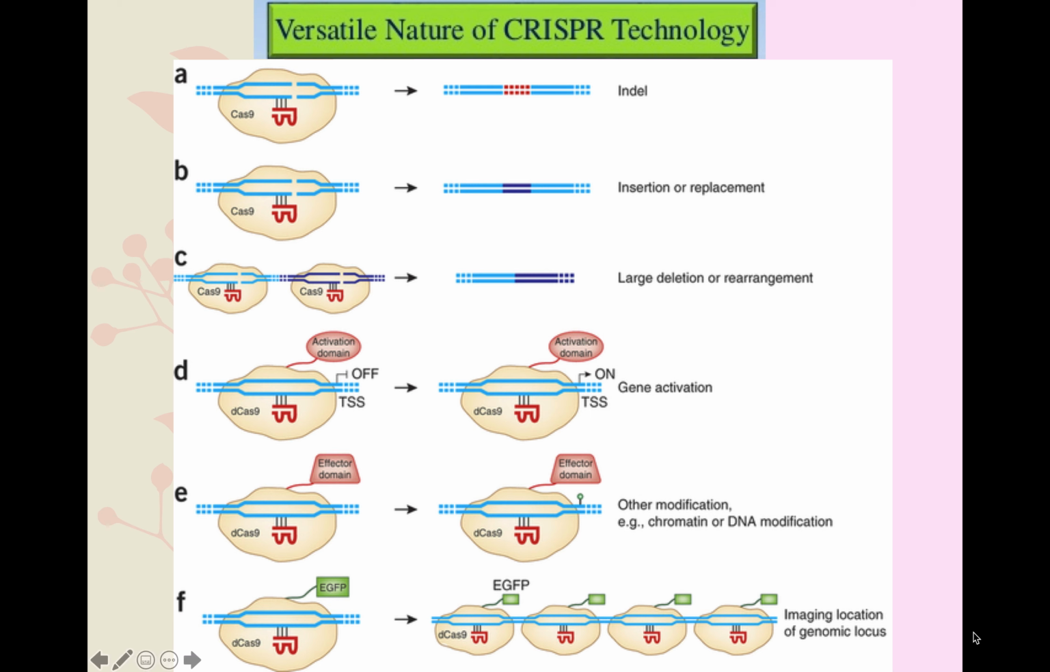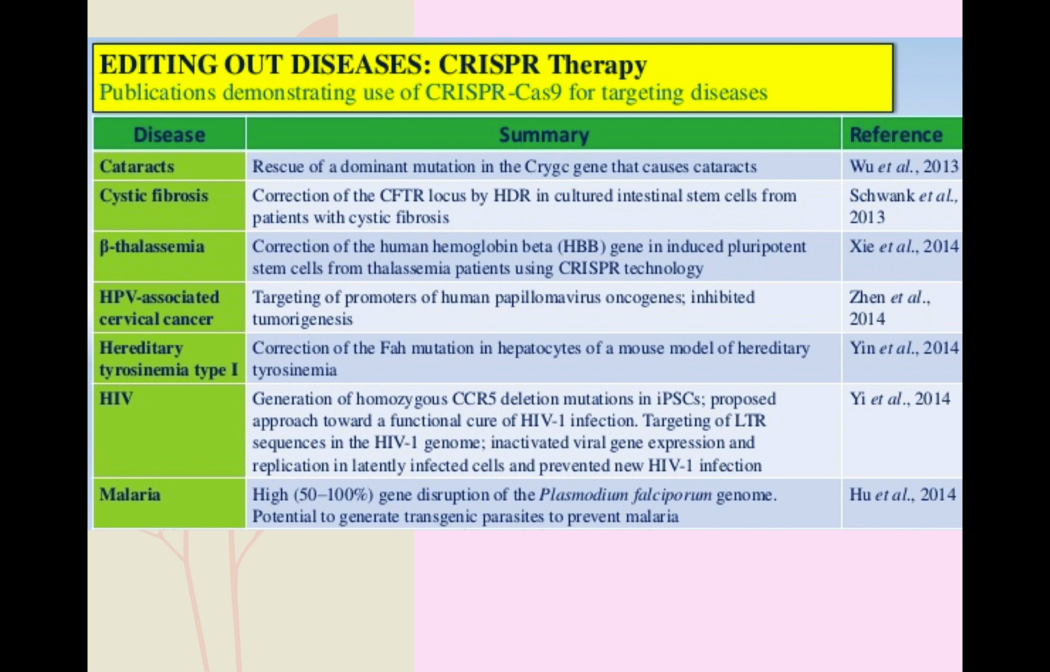And imaging the location of a genome locus by using GFP, EGFP, which means that you could basically use a fluorescent microscope to track whether it has been edited, or inserted at the correct locus or not, by electron microscope and fluorescent microscope. Alright, so these are some of the examples of editing out diseases or using CRISPR therapy.